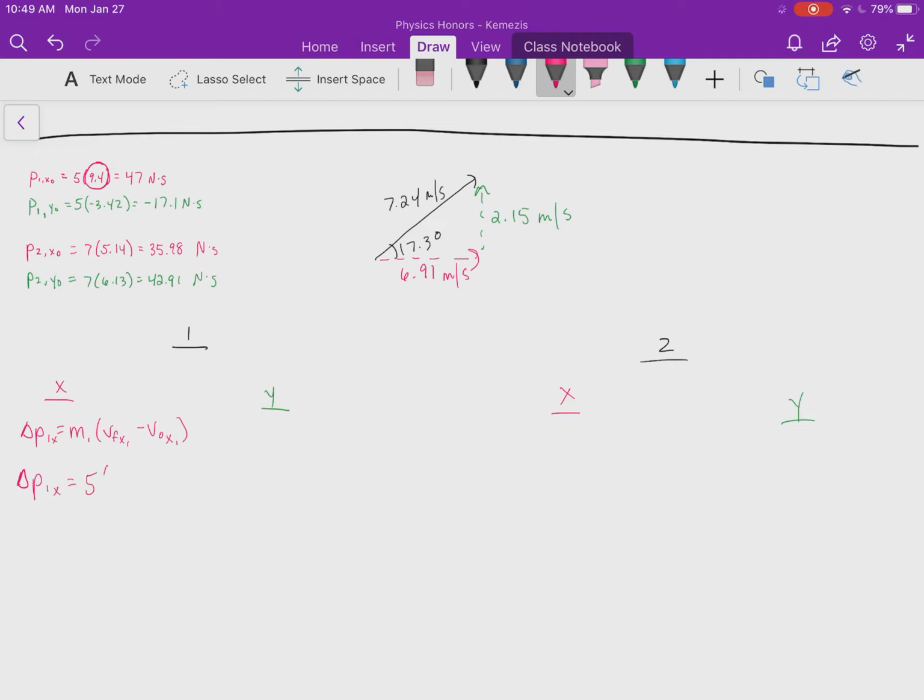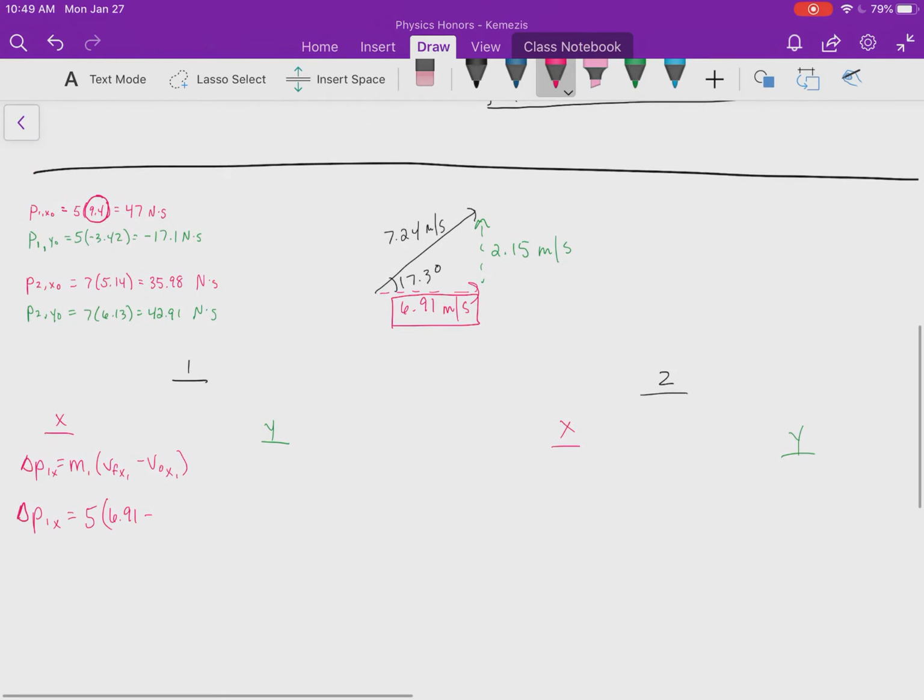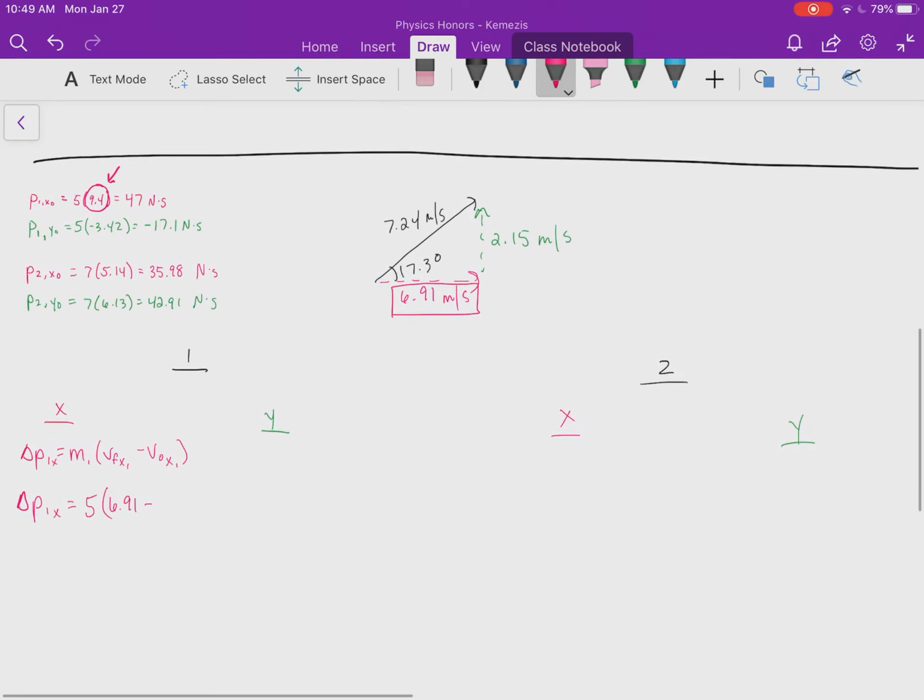So delta P1x, the mass was 5 kilograms. Vfx, remember this, 6.91, minus the initial velocity, which was encompassed here in the initial momentum of the 9.4. Okay, so we have 6.91 minus 9.4 times 5. So I get a delta P1x of negative 12.45 Newton seconds.